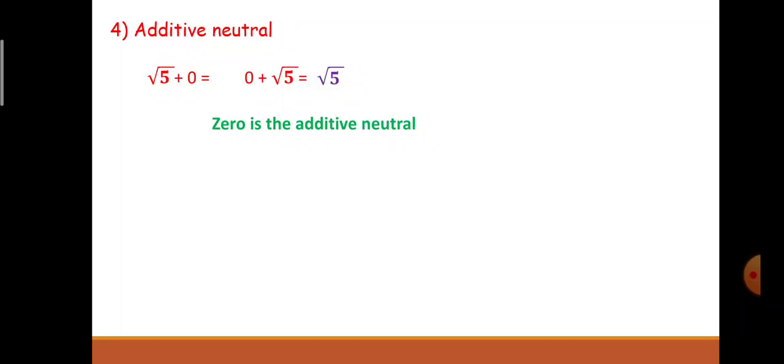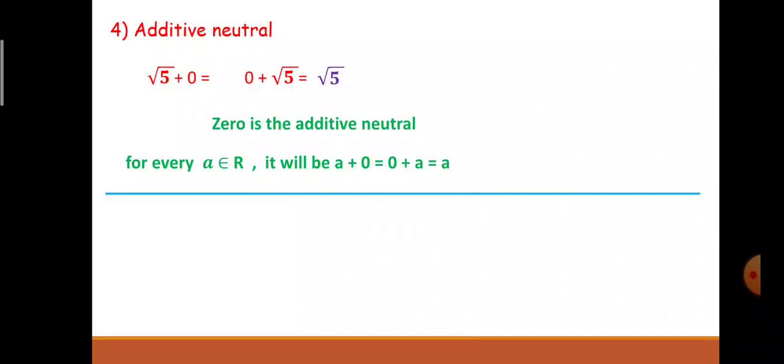Another property will be the additive identity. First, the additive identity of addition operation will be 0. So square root of 5 plus 0 will be equal to 0 plus square root of 5, it will be square root of 5. 0 is the additive identity. So the additive identity of the real numbers is what? It is 0. For every A belonging to R, A plus 0 equals 0 plus A equals the same value, which is A.